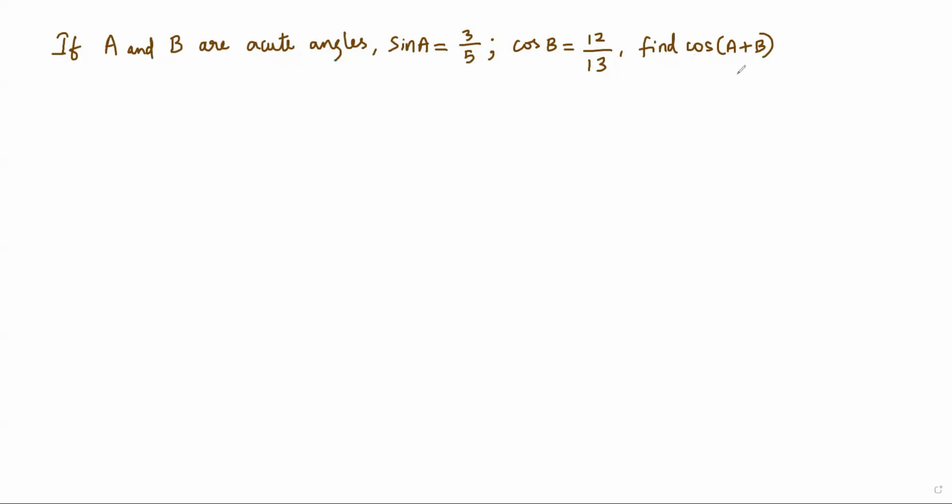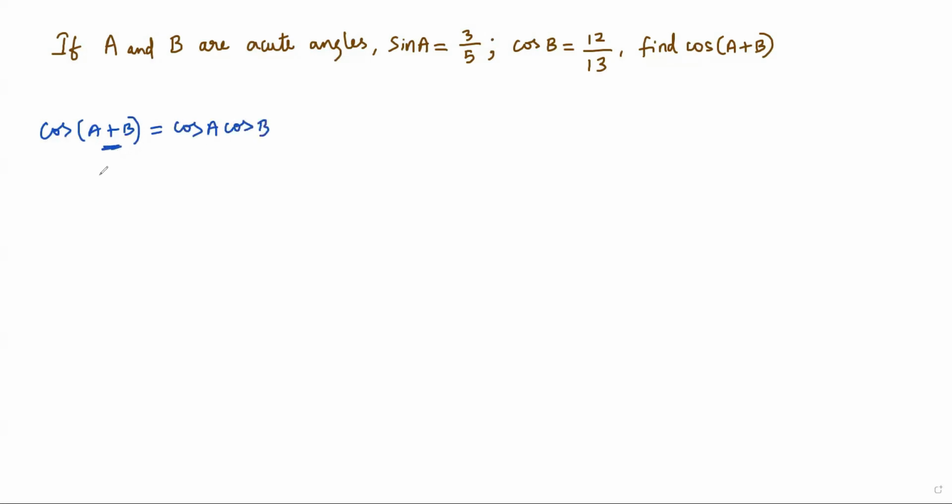So here, in this question of A plus B, the two angle measures are added. That is, we have the sum of the two angle measures A and B. Since we have the sum of the two angle measures A and B over here, we can use the sum identity of cosine in trigonometry. That is, cosine of A plus B equals cosine A times cosine B.